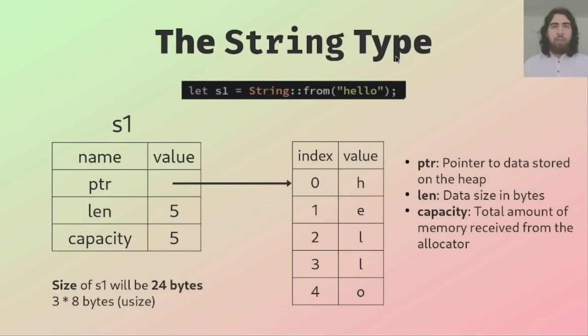We have seen that the string type is a three-word object holding a pointer to the actual data stored in heap memory, the length, which shows the length of the string, in this case 5, and the capacity. And the capacity, as you can see here, is the total amount of memory received from the allocator. So when we allocate a new string type on the heap, the allocator will find an empty spot and then will return a pointer to that location.